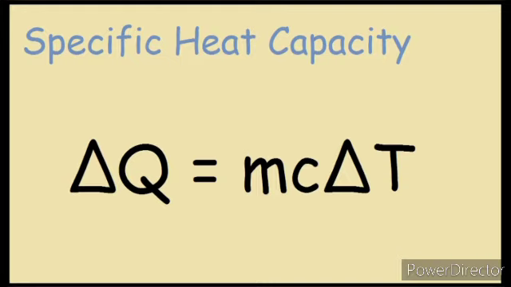Now specific heat capacity. Specific heat capacity of a substance is the amount of heat energy required to raise the temperature of unit mass of that substance through 1 degree. Again it is denoted by small c. Next, we have a relation between heat capacity and specific heat capacity. Heat capacity, which is C dash, equals m into specific heat capacity, which is small c.